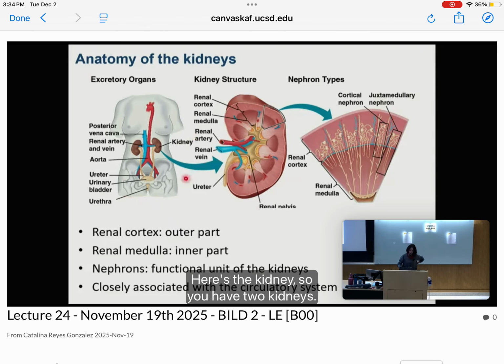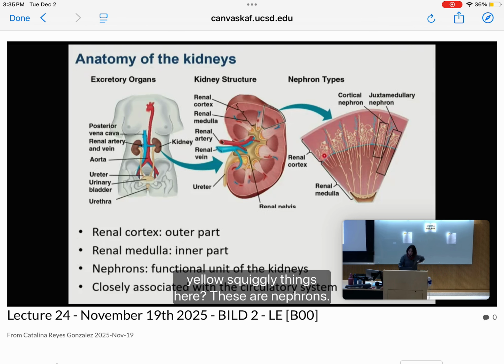Here's the kidney, so you have two kidneys. Here is one of the kidneys showing the two layers. We have two layers, the renal cortex. Renal cortex, as the cortex of a tree, is the outside of the kidney, right here. And then the renal medulla is going to be the middle part. Here I'm going to zoom in on this segment of the kidney. You have here the renal cortex, and here the renal medulla.